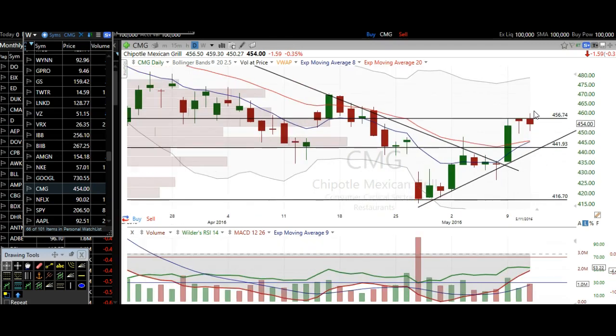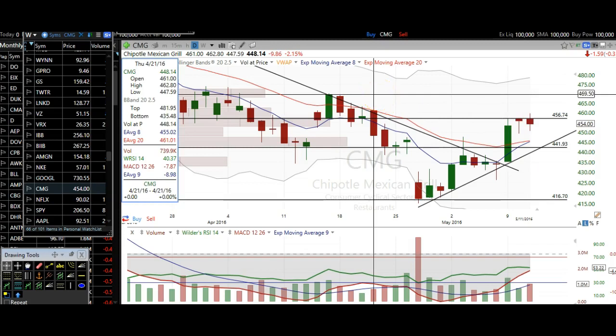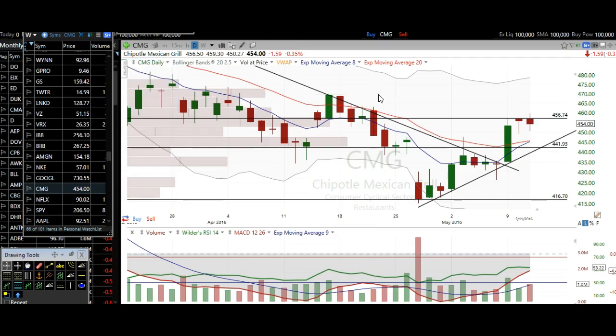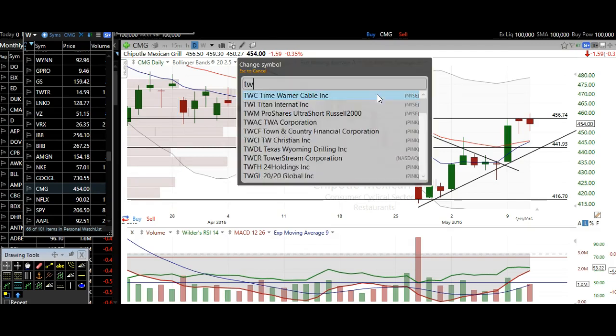Now, the levels on the upside, we've got resistance at 456.75. A close above that would send Chipotle higher. Next level of resistance we have is right around 469. 469 would be that next level, and it's about $12 above us. All right, next I want to cover Twitter.